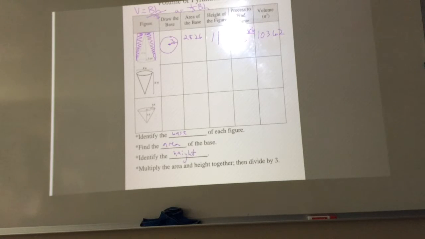Okay. All right. Let's do the next one. What's my base on this second figure? A circle. Very good. Am I given radius or diameter?